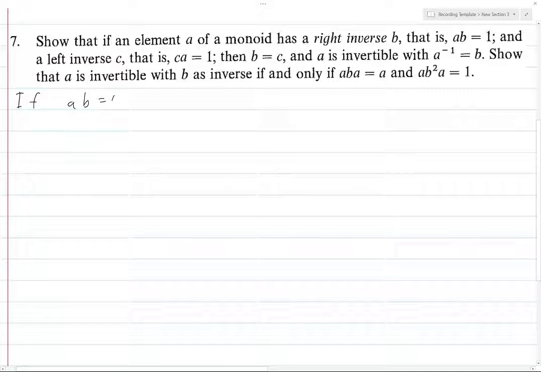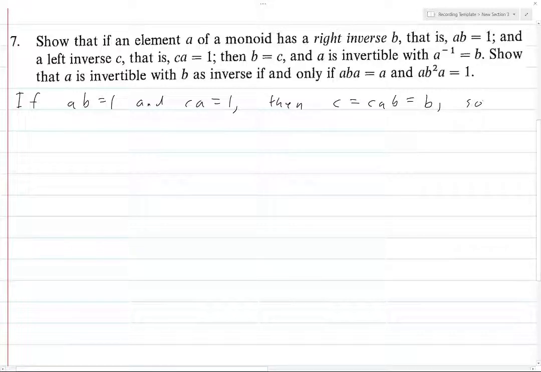So if AB equals 1 and CA equals 1, then let's see here, if you were to multiply the first equation by C and flip it, you'd get C equals CAB, but AB equals 1, so this is just, oh wait, no. CA equals 1, and so this is just B.